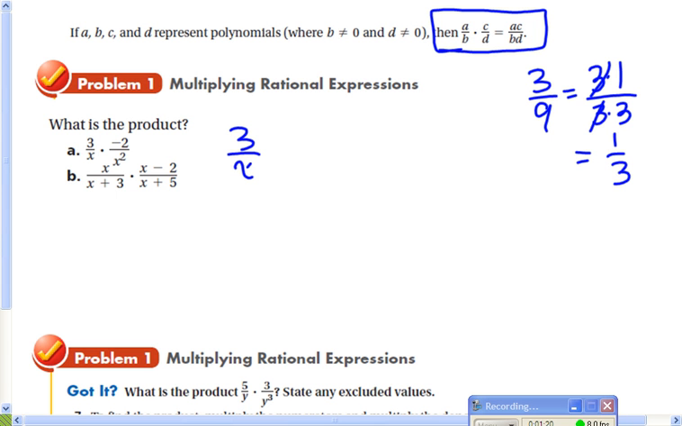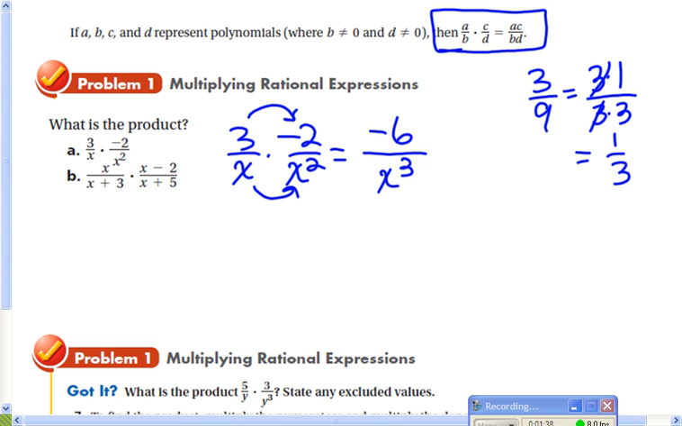Okay, so what is the product? 3 divided by x times -2 divided by x squared. So we're just going to multiply the numerators together. That gives us -6. And we're going to multiply the denominators together. And that gives us x to the 3rd. And there were no common factors to cancel, so that's my answer, -6 over x to the 3rd. We may just want to point out that x cannot equal 0 because you can't divide by 0.